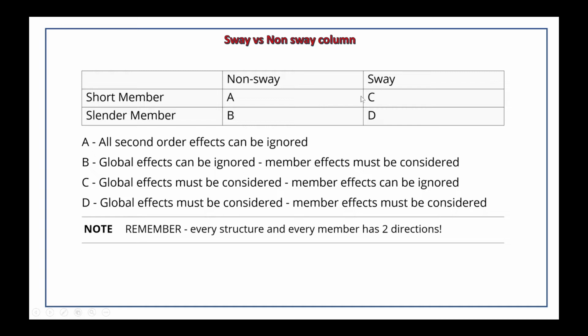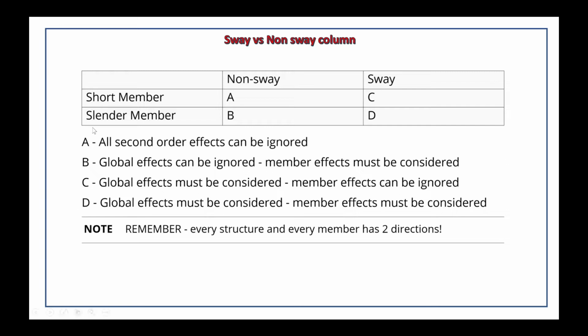And for C, short column but square, the global effect must be considered. You can consider all the effect of the global imperfection, and the member effect can be ignored. The small P-delta you can ignore.